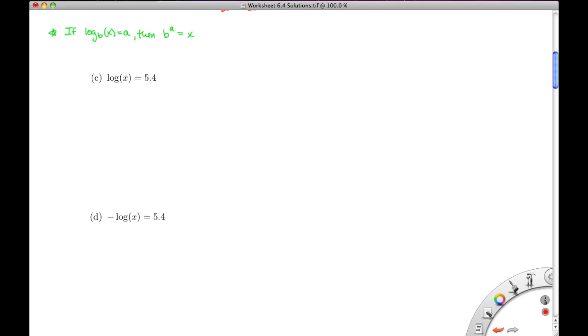So we've got a log and a constant. So I'm just going to translate this using this property in green above. So the base here is 10. So this tells us that our inner argument x has to be equal to 10 to the power of 5.4. And that's a perfectly good solution. Unless we're asked to round this, this is what we would call an exact solution.